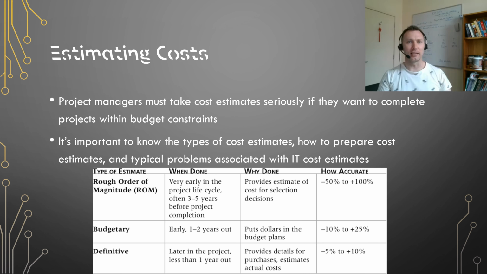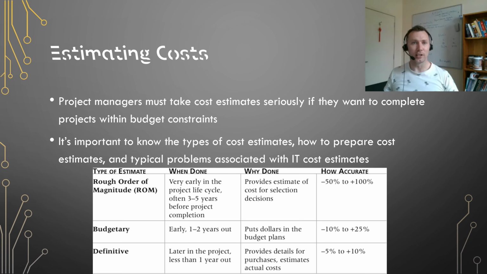Budgetary estimates are still quite early on, in the 1 to 2 years before the end of the project, and these tend to be more accurate because money will actually be put aside following these estimates. And the definitive costs tend to occur once the project is underway and on its way to being finished. It works out what the final purchases and actual costs will be, and these tend to be pretty accurate. The number and type of cost estimates vary depending upon what you're doing. Estimates are usually done at various stages of a project and should become more accurate as time progresses.